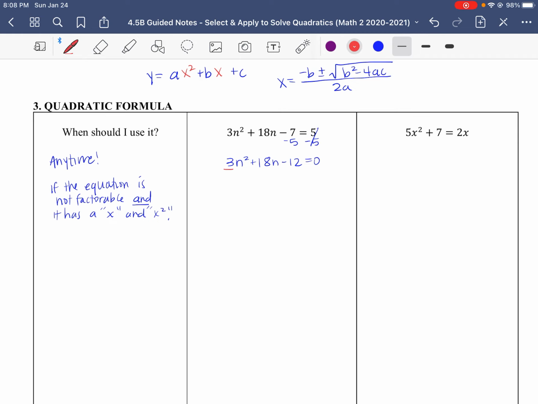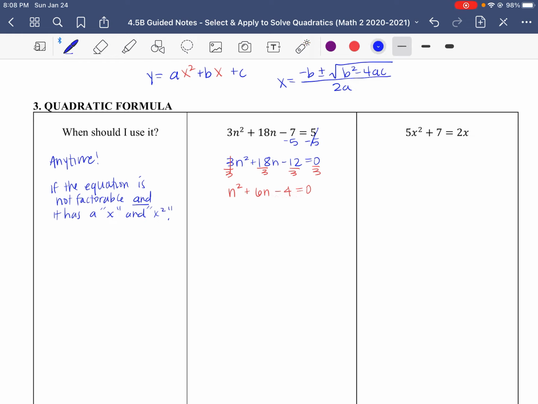We then look for a common divisor, and it looks like everything divides by 3. So we're going to divide it by 3. That allows us to get n squared plus 6n minus 4 is equal to 0. Now notice if I were to try and factor this, there's nothing that multiplies to 4 that has a difference of 6. So this one's not factorable.